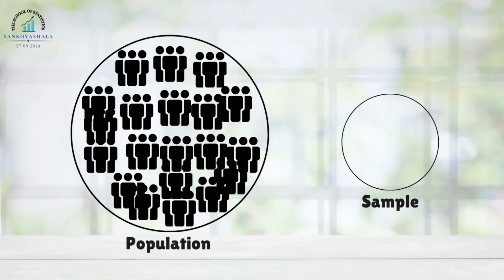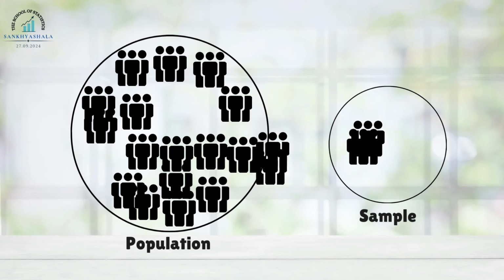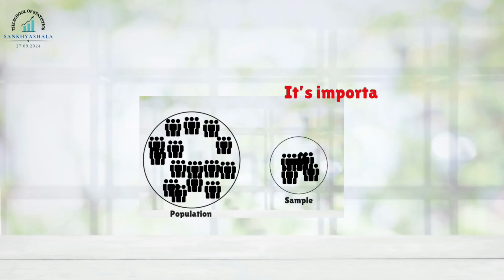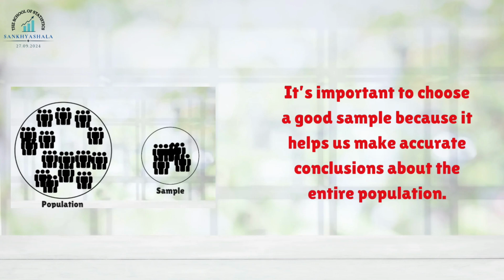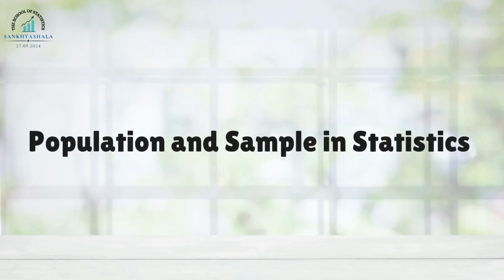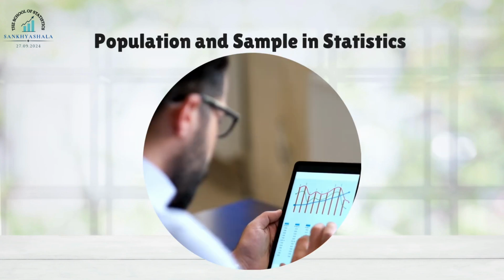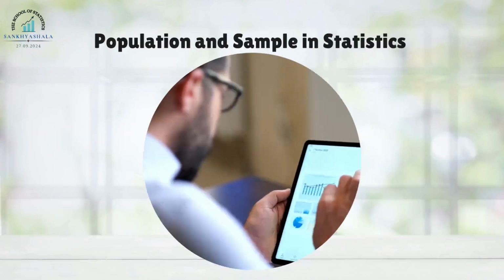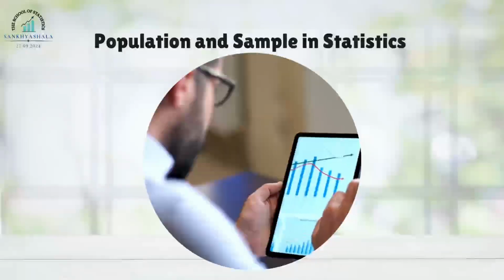To sum it up, a sample is a smaller part of the population that we actually collect data from. It's important to choose a good sample because it helps us make accurate conclusions about the entire population. So that's the basic idea behind populations and samples. Understanding these two concepts is key to knowing how data is collected and used in statistics.